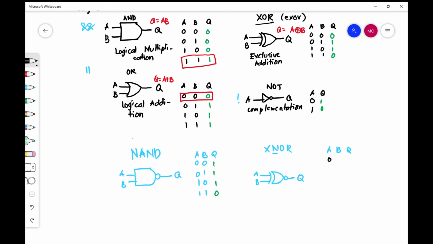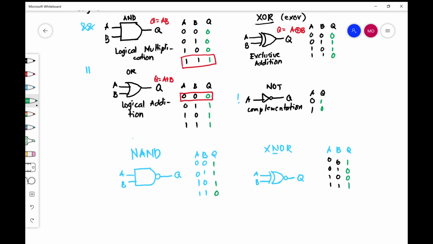So you have 0, 0, 1, 1, 0, 1, 0, 1. That would be 1, 0, 0, 1. Okay. Let me change the color so that it's easier for you to read. There you go. So that's your XNOR.